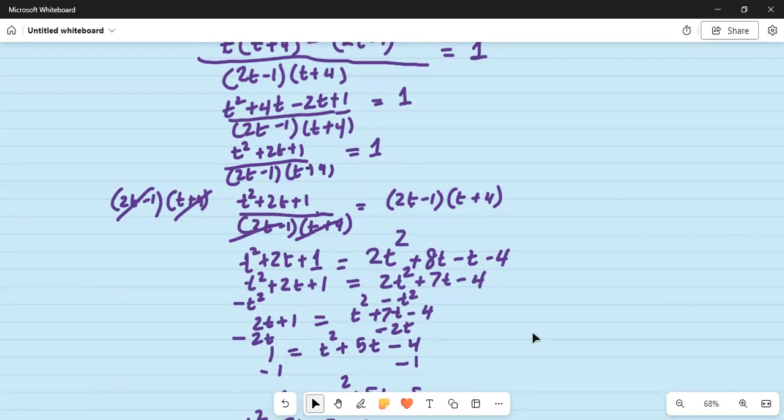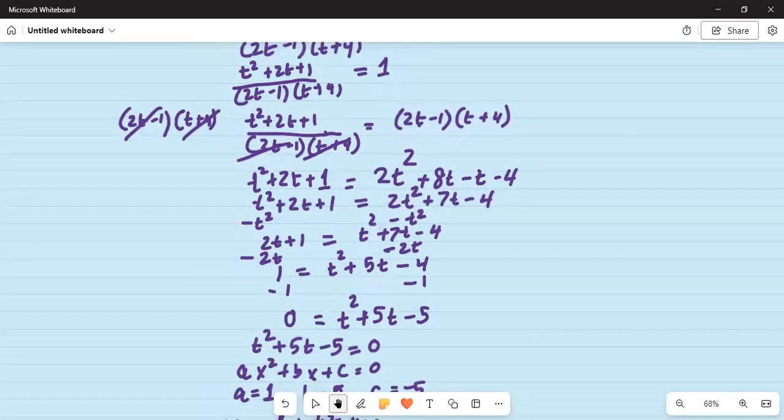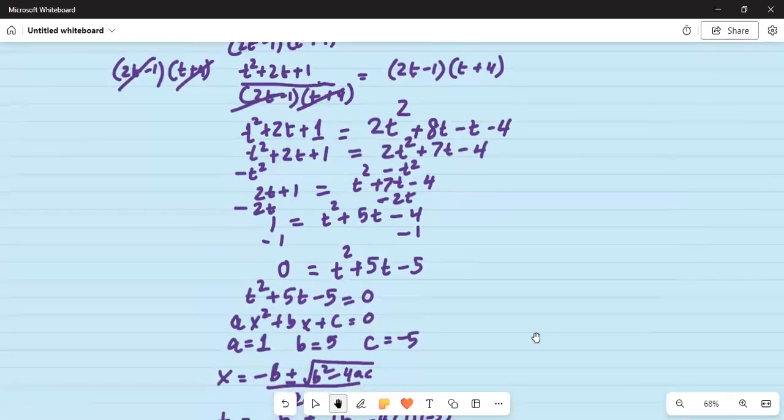On the right-hand side, you have to do FOIL. FOIL is first term, 2t times t is 2t square. Outside term, 2t times 4 is plus 8t. Then inside term, which is t times minus 1, which is minus t. And then the last term, minus 1 times 4 is minus 4. And then you simplify, you finally get the quadratic equation t square plus 5t minus 5 equal to 0.